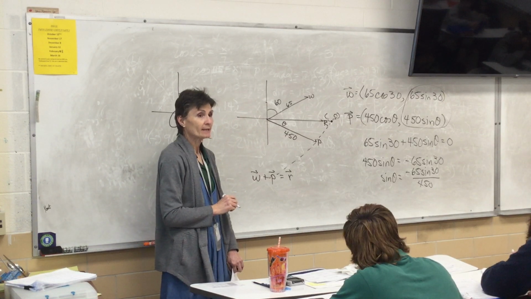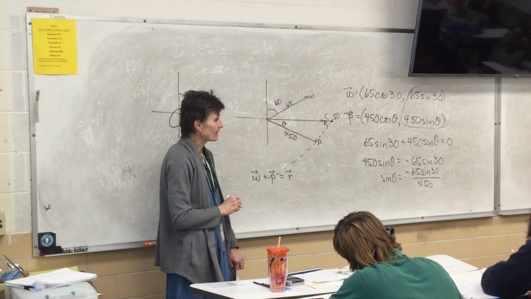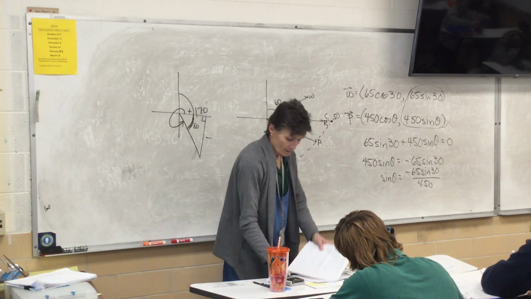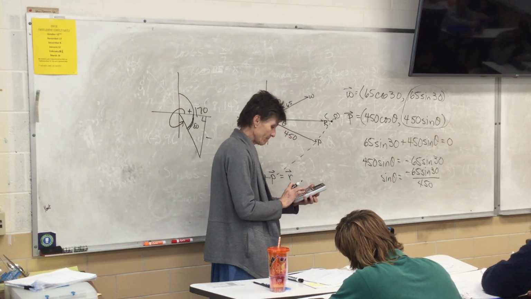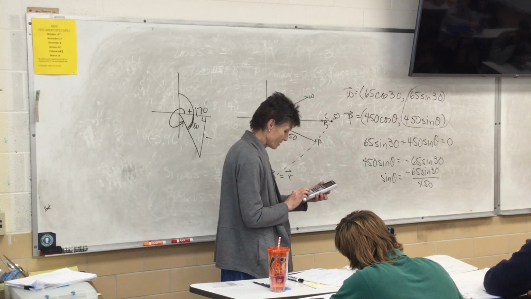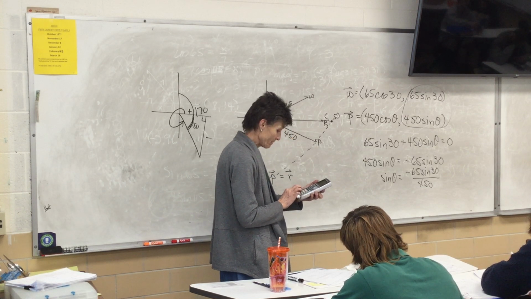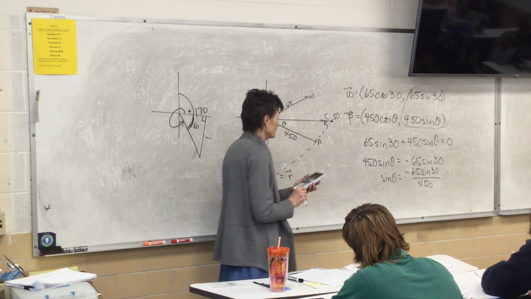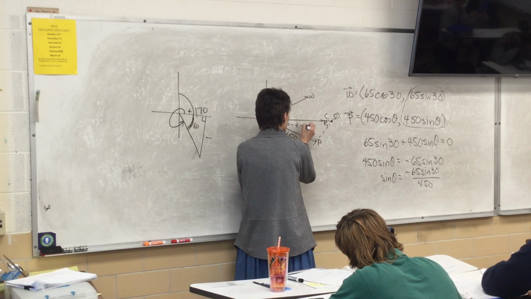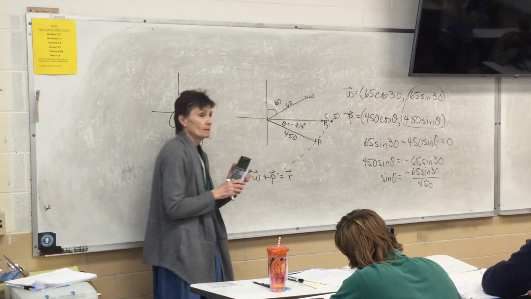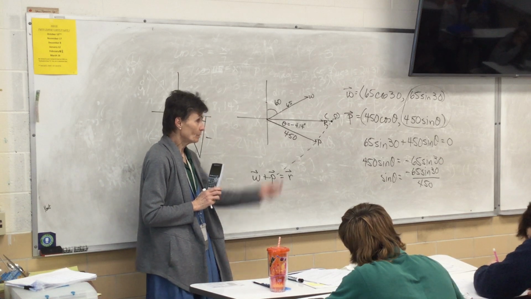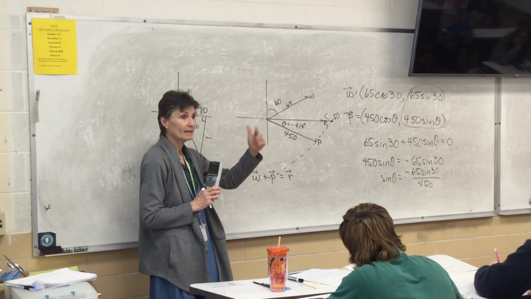Shoot, I know how to type that in. What do I have to do to get that into my calculator? Inverse sine. So second sine, inverse sine, negative 65 sine 30 divided by 450. I'm in degrees and I got negative 4.14 degrees. Does that make sense, just logically? We want him flying down there, right? We want that angle to be negative.